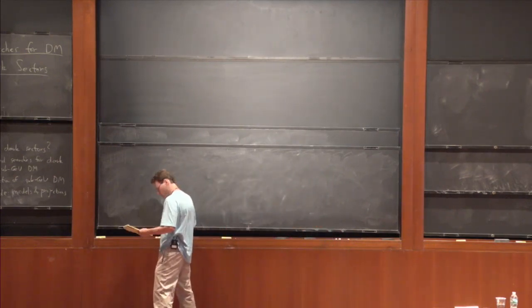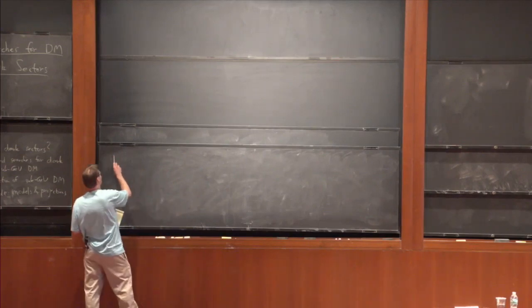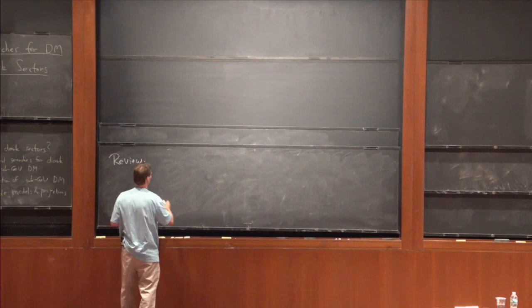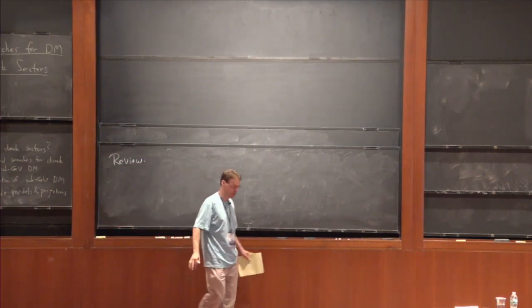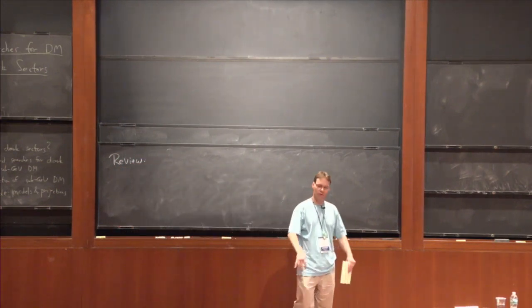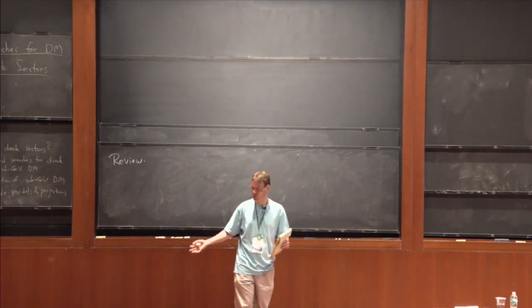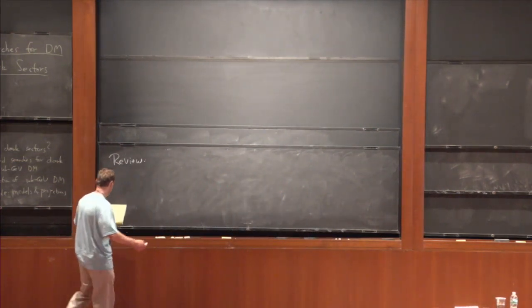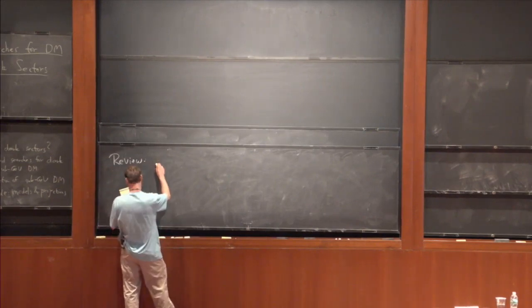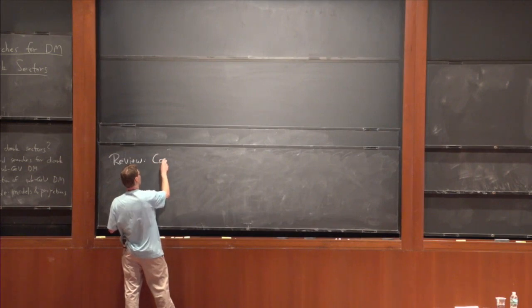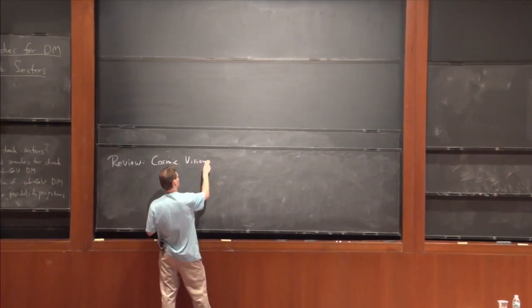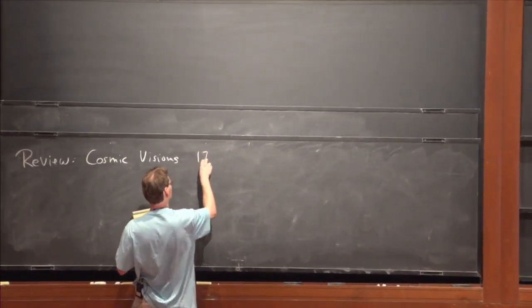And for review, the community put out a report, a white paper, on what kind of new searches could be done looking for light dark matter beyond WIMP dark matter. That review is called the Cosmic Visions Workshop. It's a white paper, and you can look at it here.